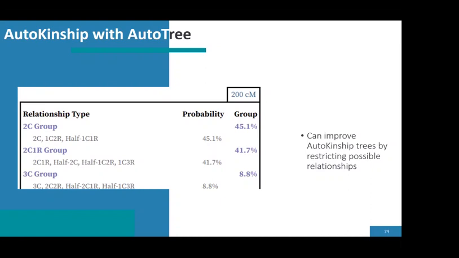And this is accomplished because the possible relationship based on the shared DNA can then be restricted by the AutoTree predictions. For instance, if we have a 200 centimorgan match, which has the highest probability of being a second cousin, but the AutoTree provides evidence of a third cousin relationship, this relationship, which has a lower probability, will then be used for the AutoTree predictions as well. So you're basically forcing the auto kinship to only implement evidence from genealogical trees if available.